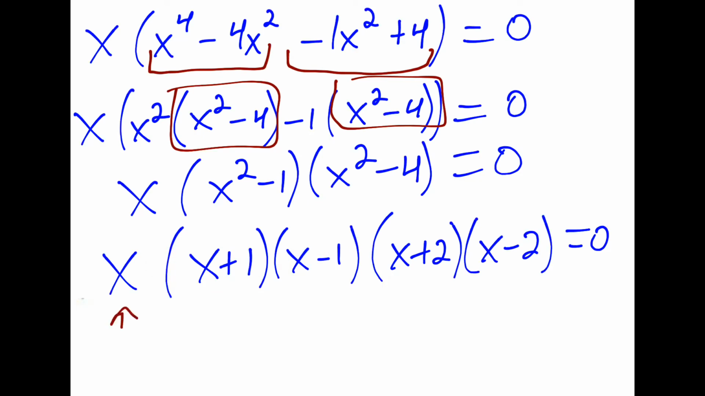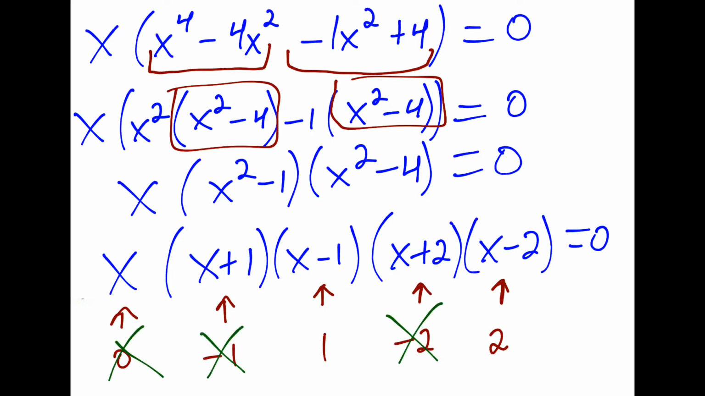X can be 0. X can be -1. X can be 1. X can be -2. And x can be positive 2. They only wanted the solutions that were bigger than 0, so that gets rid of or eliminates these from contention. Guess and check was a little bit faster though, don't you think?